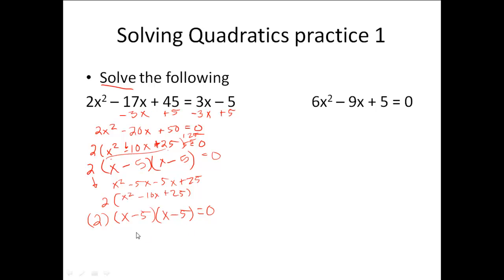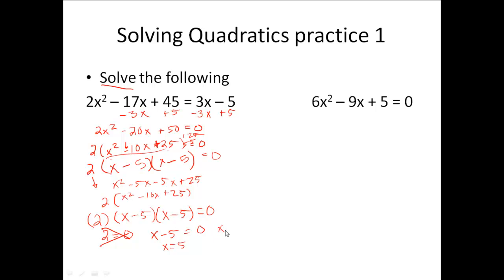So what I have to do is set each one of these equal to 0. Well, if I take my first one, 2 equals 0, that's not a true statement. So that one we get rid of. Doesn't work out. Then I take my second one, x minus 5 equals 0. Solve that and I end up with x equals 5.